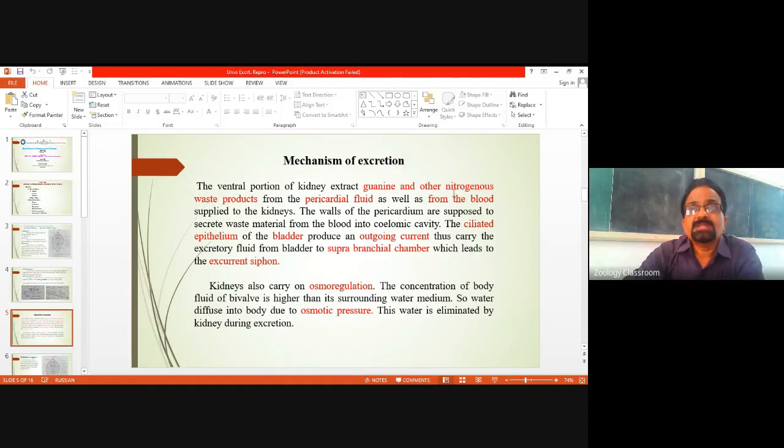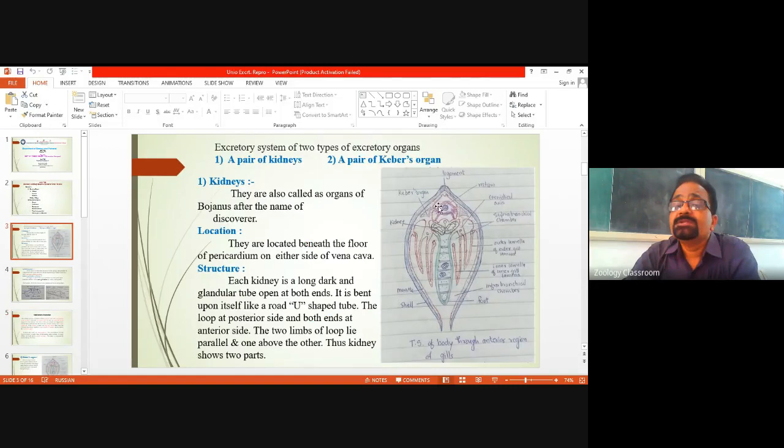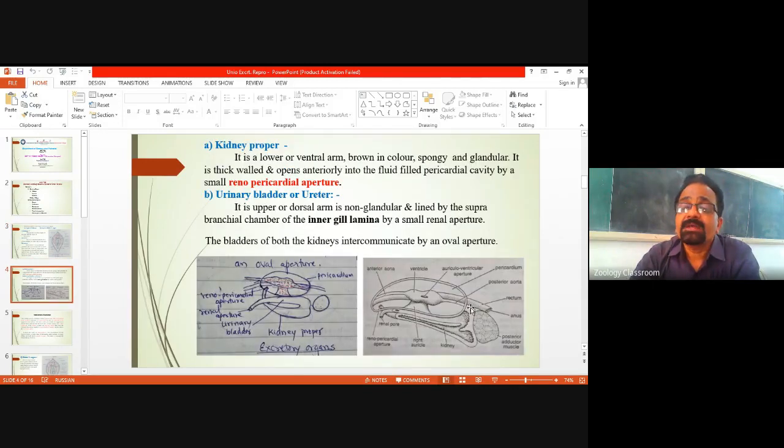The pericardium encloses the heart, and the heart is surrounded by the pericardial fluid. See again, this is the pericardium, and the heart is enclosed in the pericardium. Here also you can see this is the pericardium, this is the heart enclosed in the pericardium, but this space is occupied by the pericardial fluid.